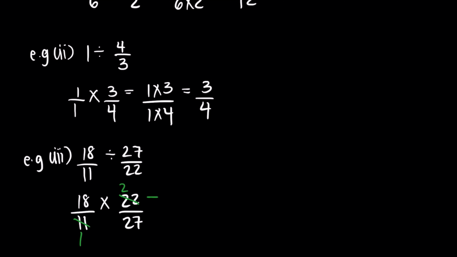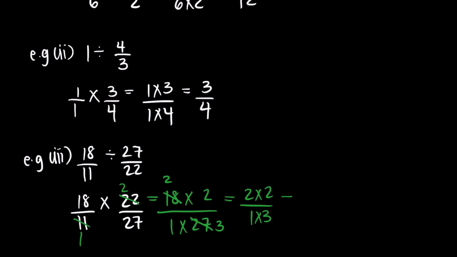So now we multiply our numerators together, 18 multiplied by 2, all over our denominators, which is 1 multiplied by 27. We can factor a 9 from the numerator, as 9 into 18 goes twice, and we can also factor 9 from the denominator. 27 divided by 9 is 3. So we're left with 2 multiplied by 2 all over 1 multiplied by 3. We get 4 over 3 as our answer.